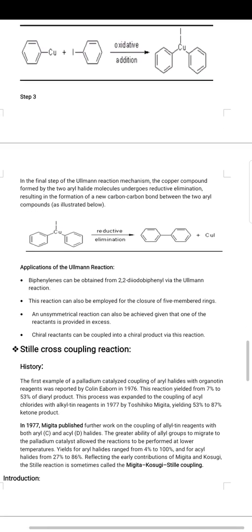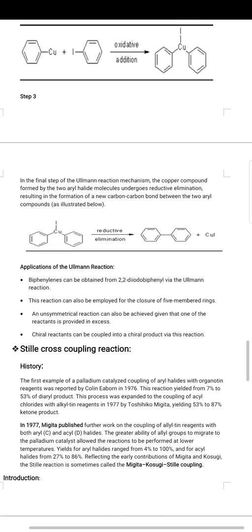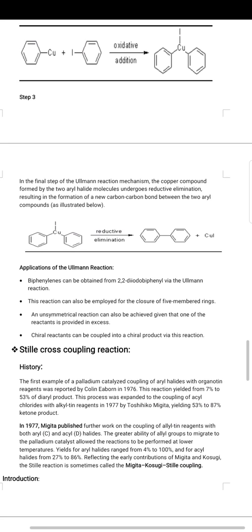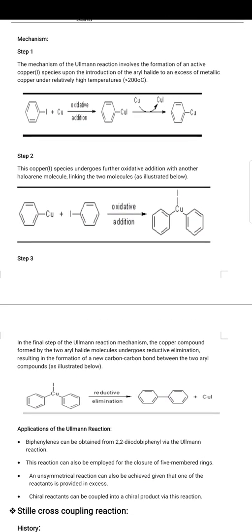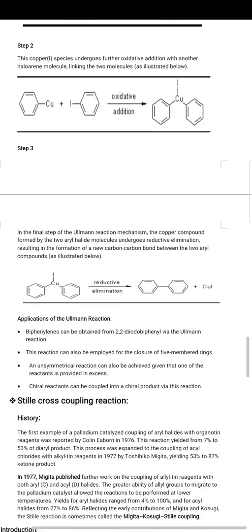Then there is step 3. It is the final step of the Ullmann reaction. The copper compound formed by the two aryl halide molecules undergoes reductive elimination, resulting in the formation of a new carbon-carbon bond between the two aryl compounds, as we can see here. So, the mechanism is simple. First step, oxidative addition. The second step is oxidative addition again. And the third step is a reductive elimination.